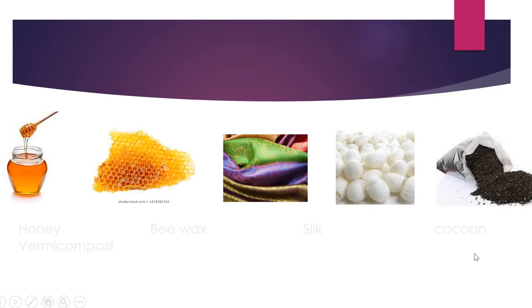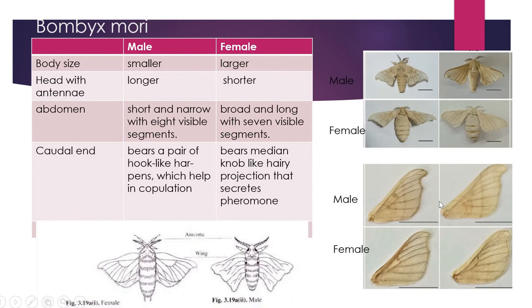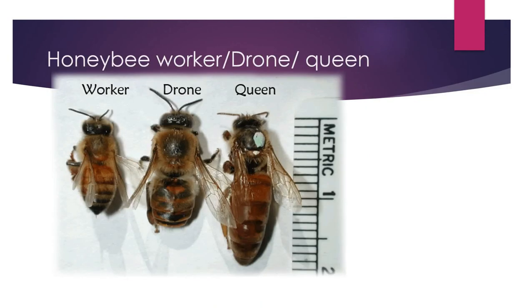You will be familiar with these products: honey, bee wax, silk, cocoon and vermicompost. And here you can see the male and female Bombyx mori and the differences between them. Watch and learn the differences between worker, drone and queen of honeybees. So these are the questions for our practical exam.